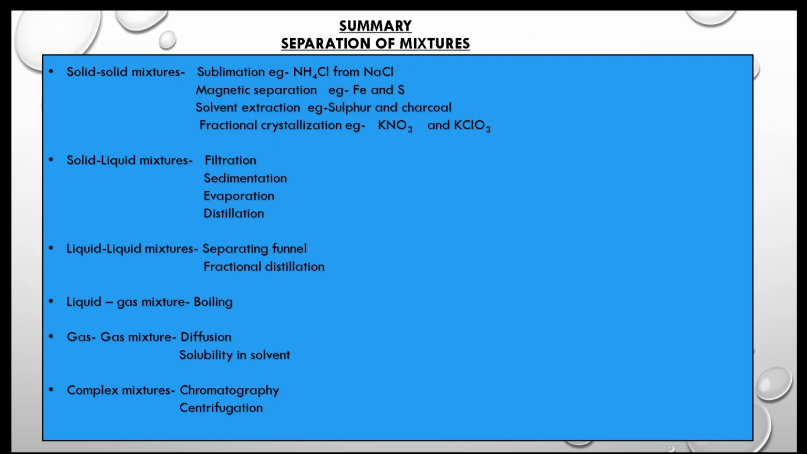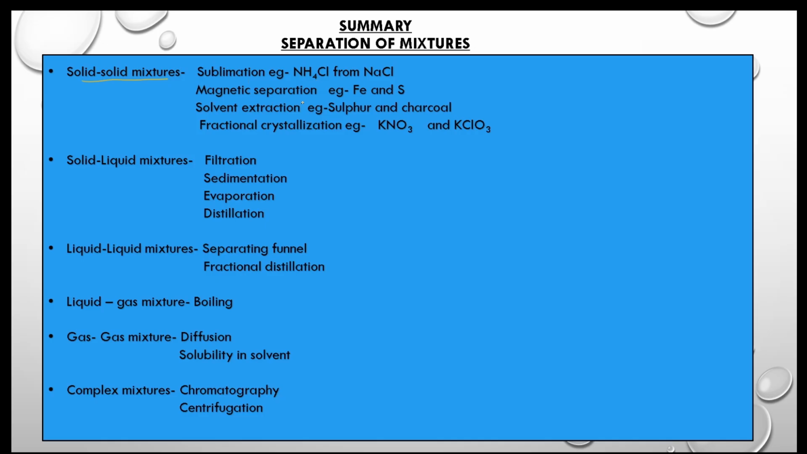Now to summarize all the separation techniques which we have seen and all the types of mixtures. Now children, if you go through this mind map or the summary map which is there in front of you, it will help you to remember all the examples and all the types of mixtures. Now we have already seen the solid-solid mixtures. The first method we saw was sublimation. The example was ammonium chloride from sodium chloride.